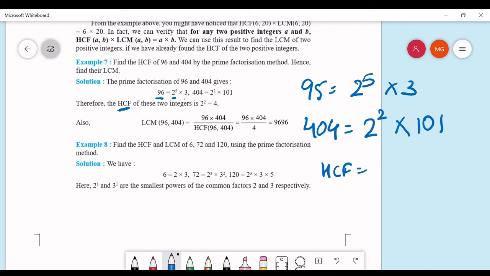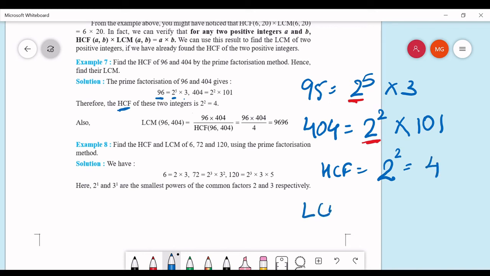So for HCF, what I had told you earlier, what is the common number in both of them? The common number is 2. You are having 2 as a factor in both of them, and the smallest power is 2 as well. So 2 to power 2, that is 4, will be your HCF, right?